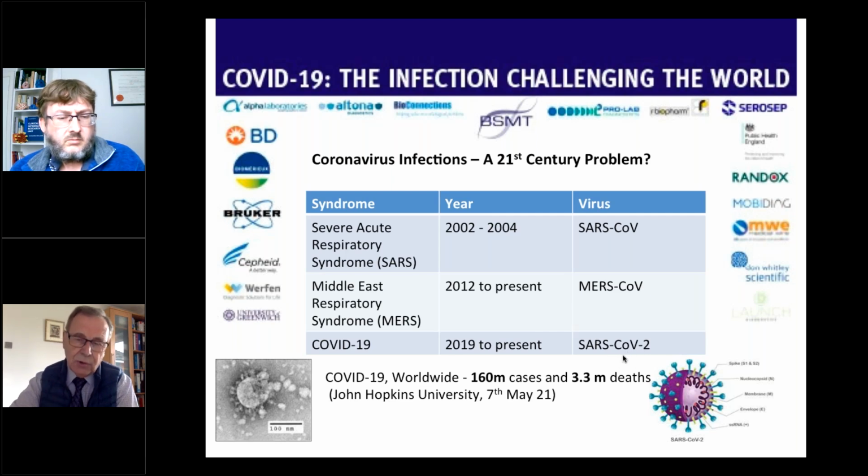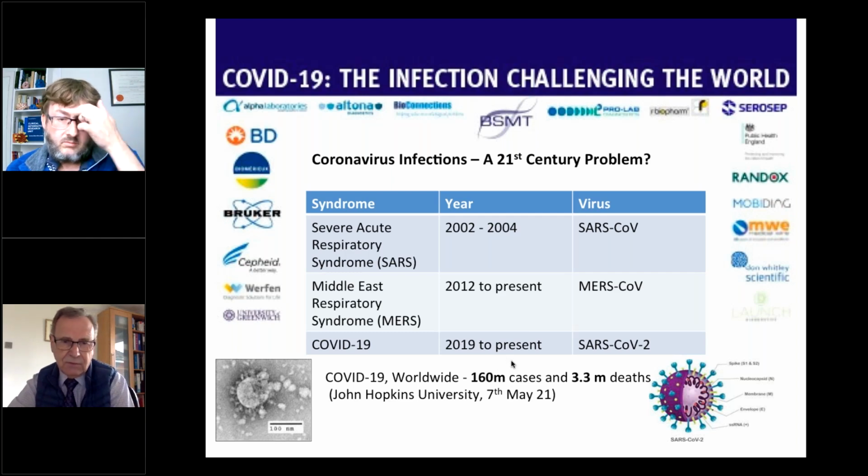It's a global pandemic in that it is moving around the world in waves. And the current estimate from Johns Hopkins is that there are about 160 million cases worldwide and 3.3 million deaths. Now that is still nowhere near the 2019-20 Spanish influenza outbreak. But of course, this outbreak is continuing.